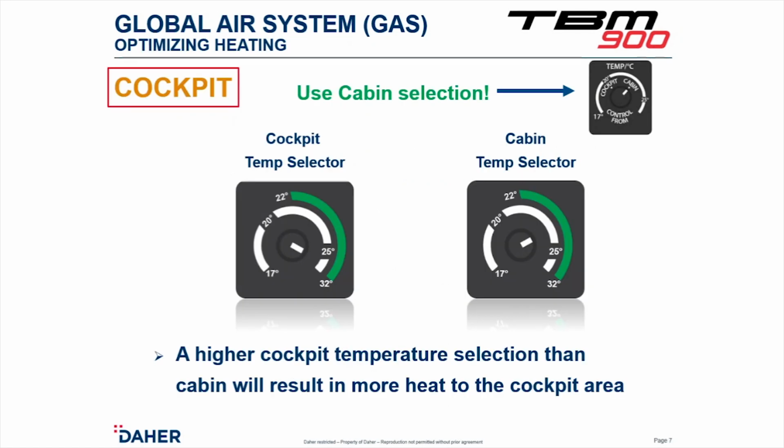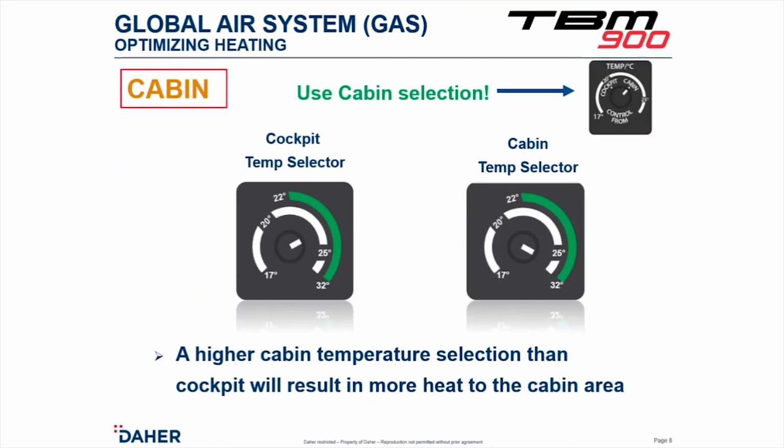So, how do we optimize heating for the cockpit? It's important that we remember to use the cabin selection. In order to optimize the heating of the cockpit area, we suggest that you use cabin selection. It may be counterintuitive, but the higher the selected temperature on a specific zone will cause more heat being directed to that specific zone. If heat in the cockpit is needed, the cockpit's temperature selector must be higher than the cabin temperature selector. So the control must be on cabin and the temperature must be higher in the area that you wish.